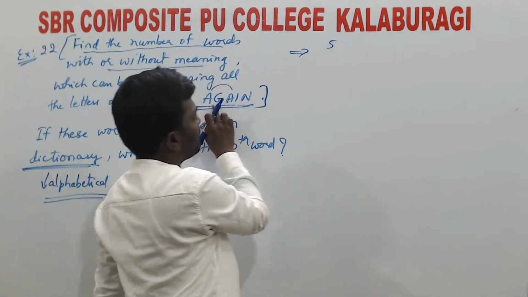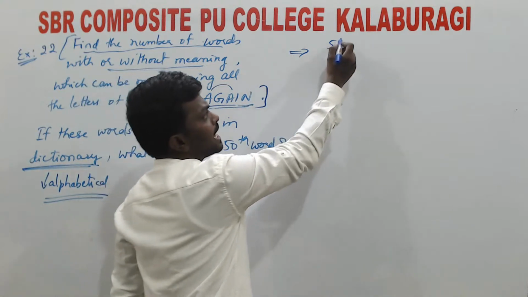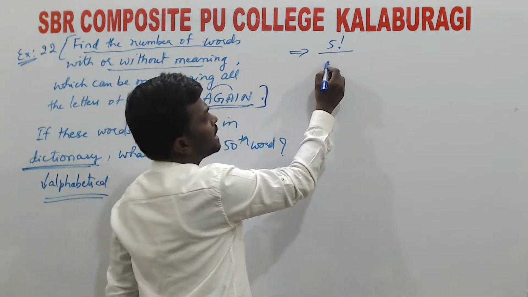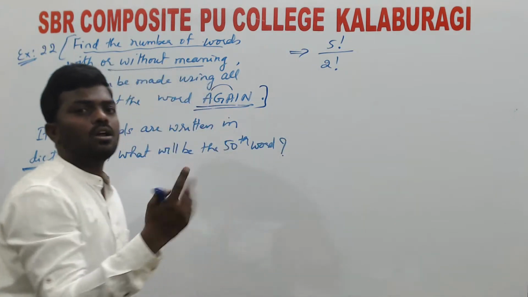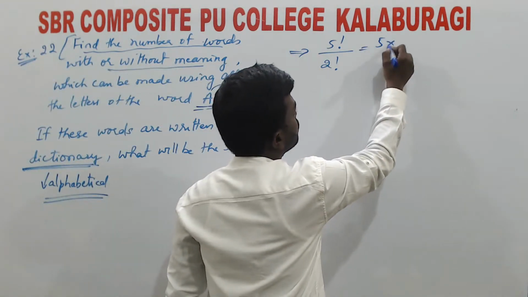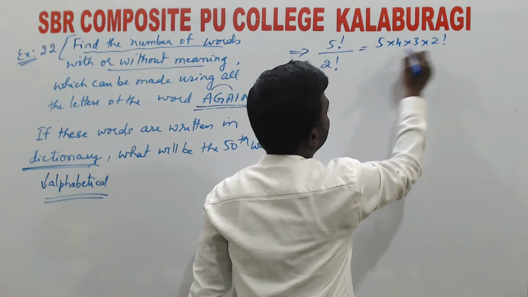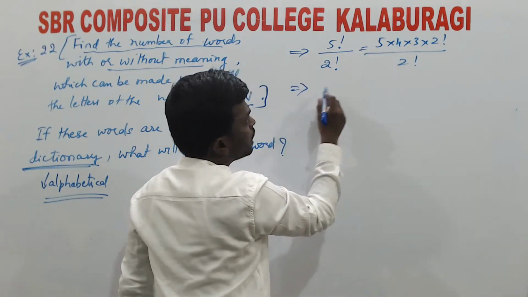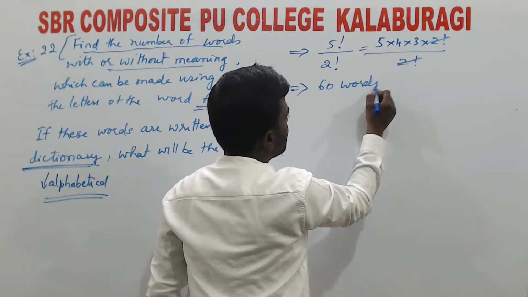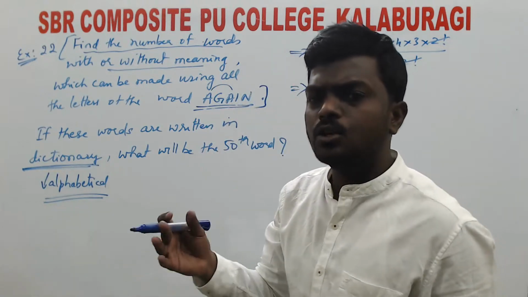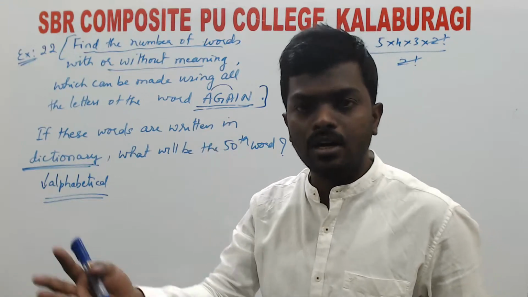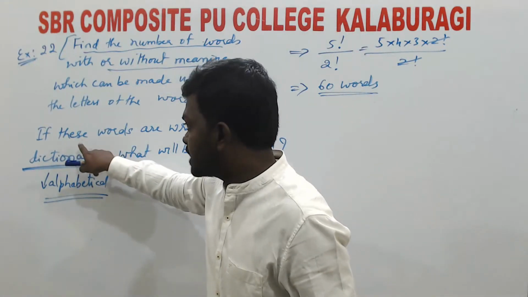How many letters are there in the word AGAIN? 5 letters. Those can be arranged in 5P5, 5 factorial ways. But A appears how many times, students? 2 times, and the rest are all different. So A appearing twice, that's why 2 factorial. So 5 into 4 into 3 into 2 factorial by 2 factorial. Let's cancel this. 5 fours are 20, into 3 is 60. So using the word AGAIN, how many words did you get, students? 60 words.